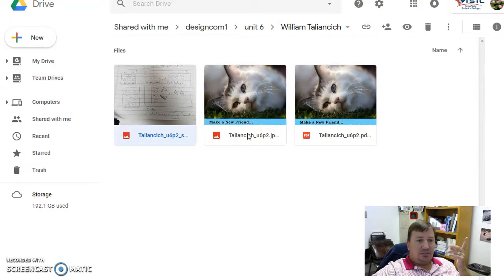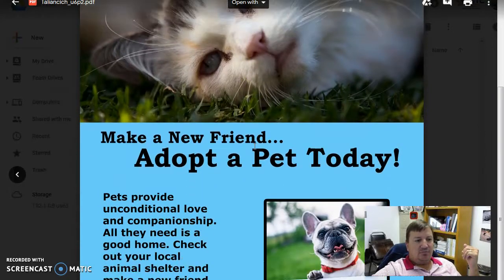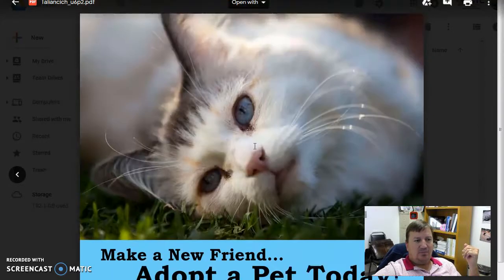I turned in a JPG, and then I read the directions, said to turn in a PDF. I had problems with the PDF before, but this PDF turned out to be okay. And there's my 8.5 by 11, 300 pixel PDF. Look at the cute cat.